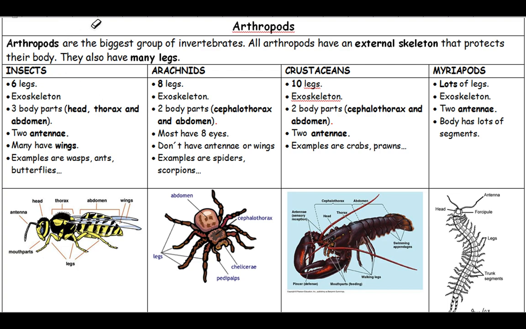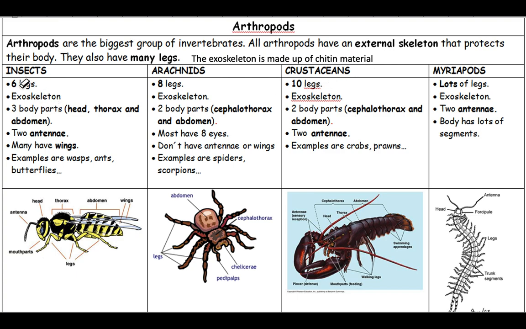So we now look at the arthropods. Arthropods are the biggest group of invertebrates. All arthropods have an external exoskeleton that protects their bodies. They have many legs, and the number of legs depends on the type of organism. The skeleton is made up of chitin material. That's what it's made up of.